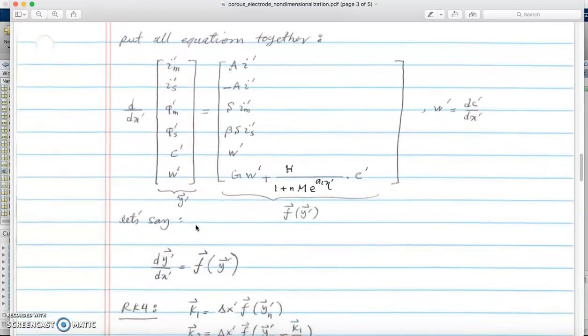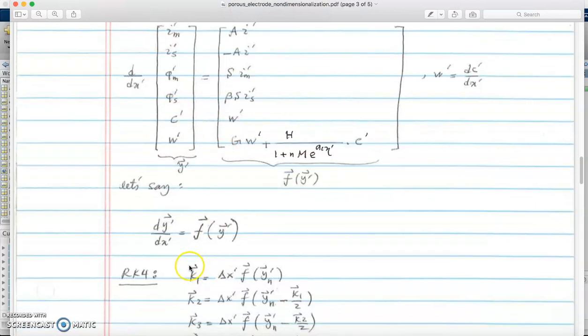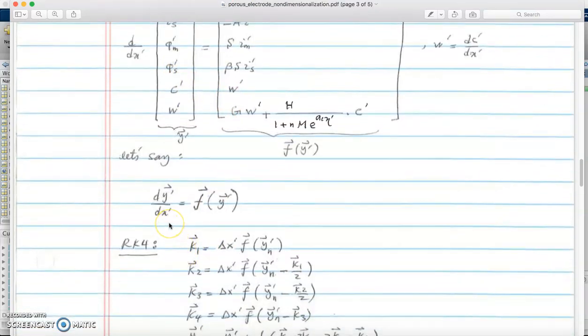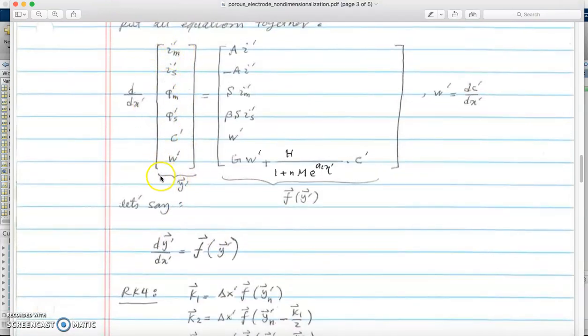So the boundary conditions are given, a few on current and potential on one side, and others on the other currents and potential on the other side. So we convert the problem into our generic form of first order differential equations, like dy/dx equals some function of y, where this y is our unknown vector.